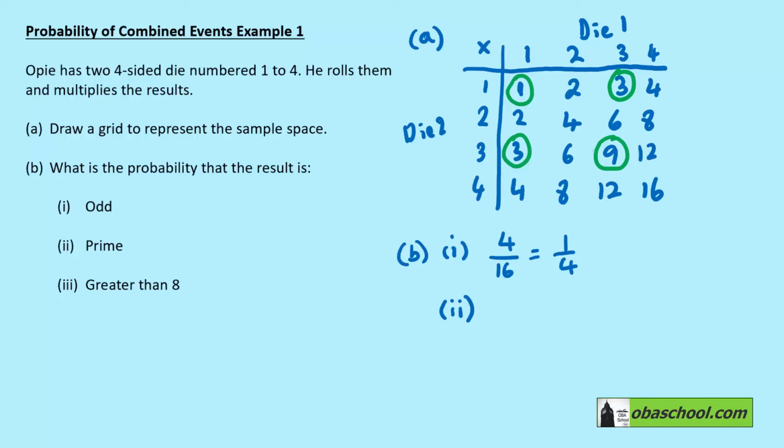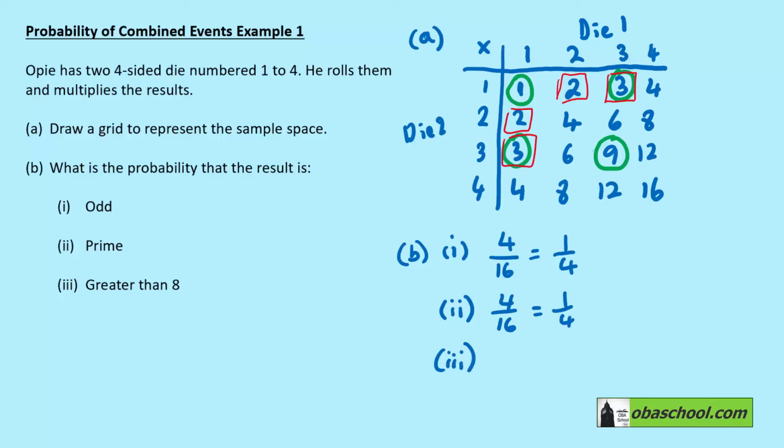Prime. So let's look at which of these numbers are prime. Now remember, 1 isn't prime. So we've got 2. 2 is a prime. 3 is a prime. And those are the only prime numbers in there. So again, that's 4 out of 16, which is a quarter.